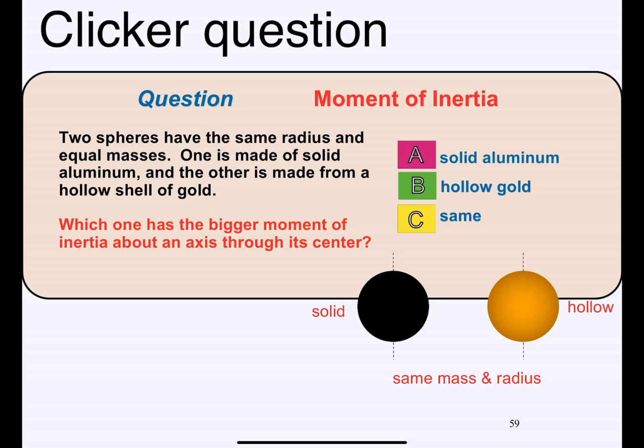The answer is B, hollow gold. Even though they have the same mass, the hollow one has higher inertia because the mass is distributed far away from the center. If the mass is close to the center, it will have less inertia.